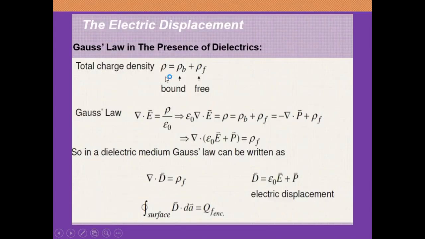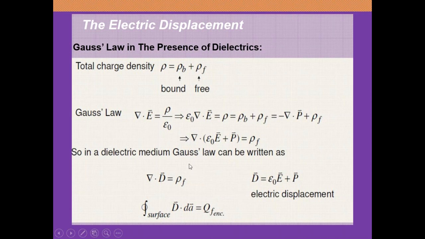So the total charge density is equal to density bound plus density free. This is the bound and this is the free. And we could have Gauss's law, which implies that the divergence of D is equal to density free. So it can be written as divergence of D equals density free, but D also equals epsilon naught E plus P, which is the electric displacement.